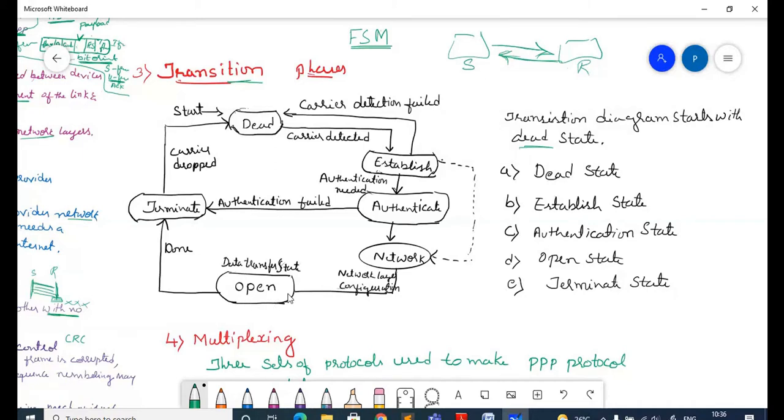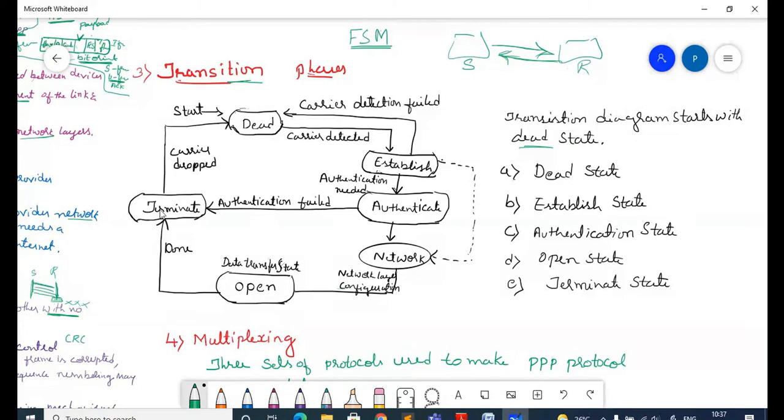How long will it be in this state? As long as these two devices are exchanging the data. Once one device, or both devices, decide that no more exchange of data is required, the connection remains still until one of the endpoints wants to terminate the connection. If any one device thinks the connection is not required anymore, then the state moves from open to terminate. Terminate means whatever link was established is terminated.